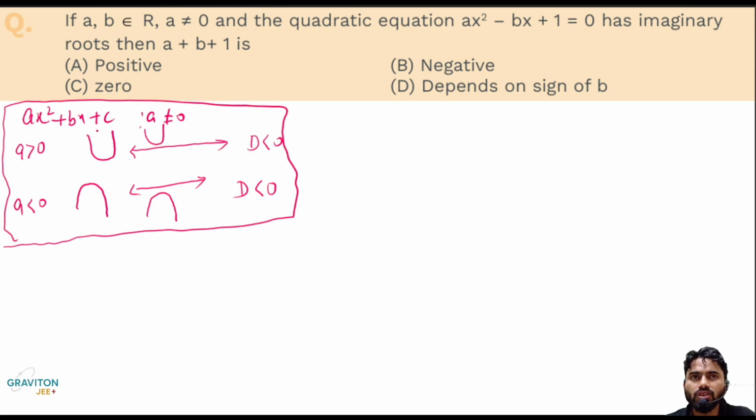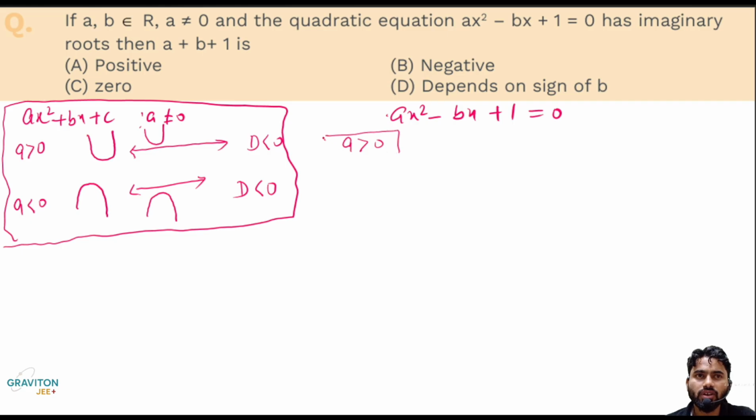Now look at the question. In the question they are saying that f(x) equal to x square minus bx plus 1 equal to 0 has imaginary roots, and nothing is mentioned about whether a is positive or negative. So you consider first that a is positive.